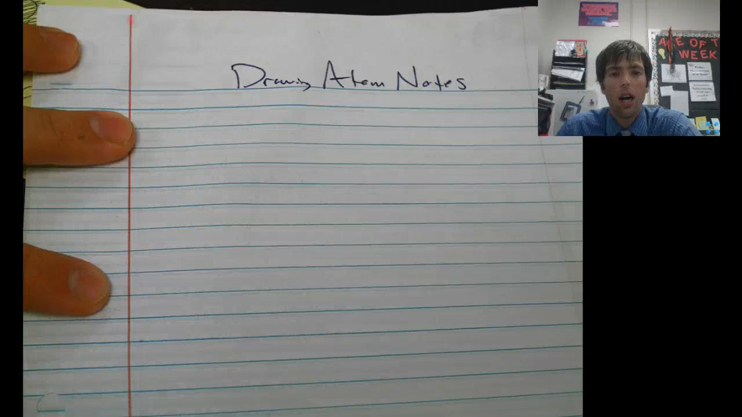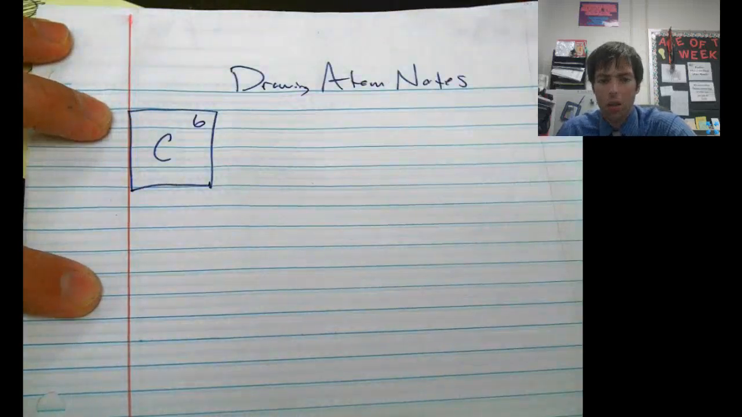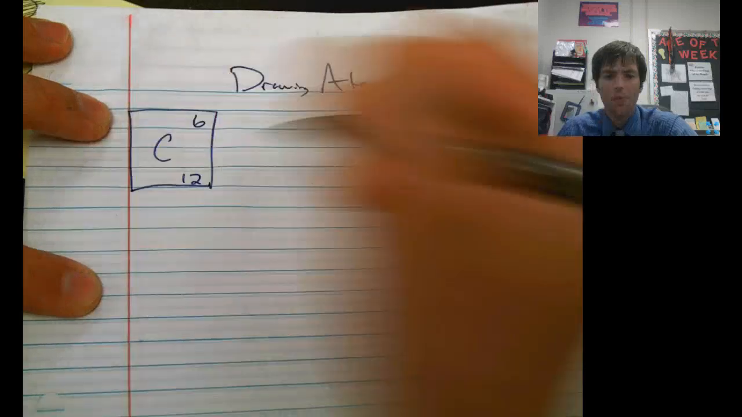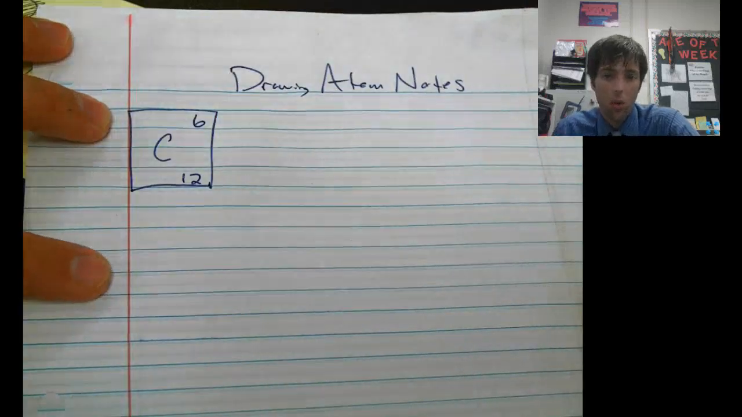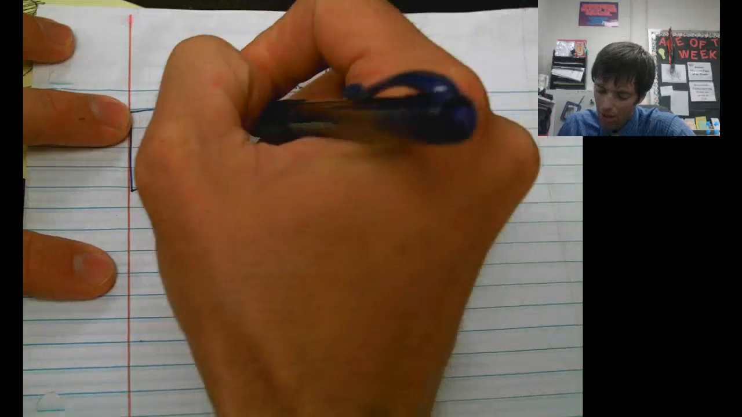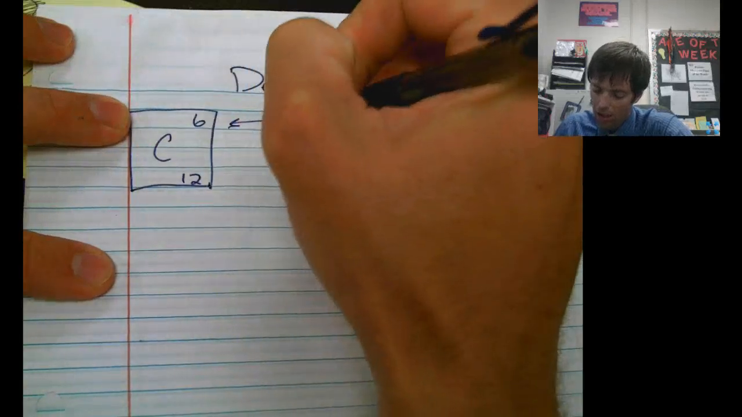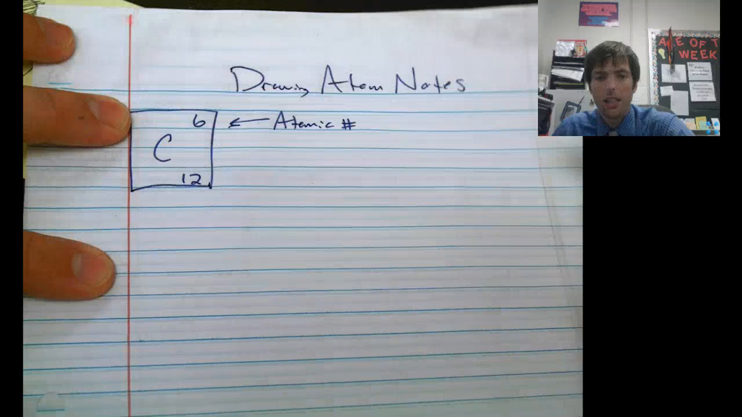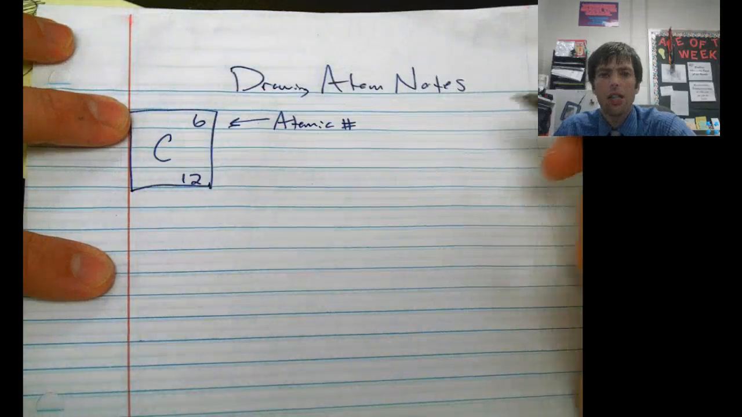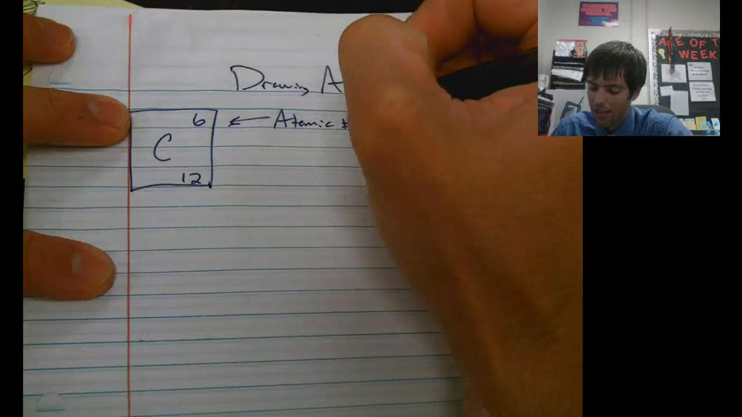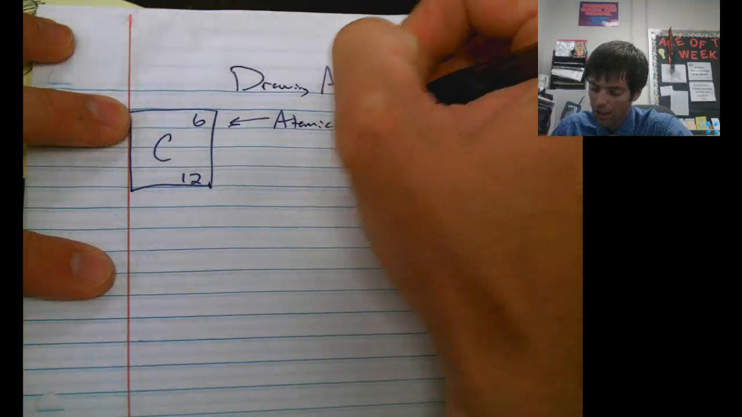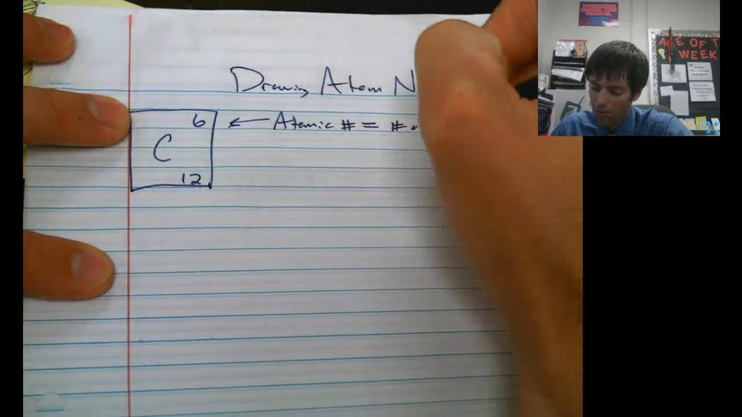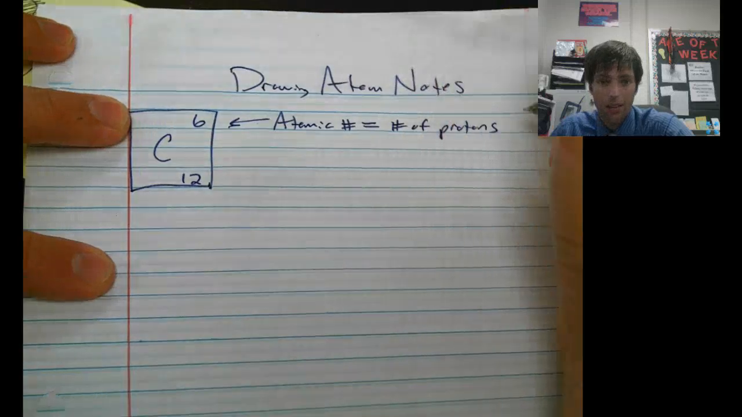If you were to look on the periodic table, you would see a box that looks something like this. It's got a C in the middle for carbon, it's got a 6 either in the top or the top right hand corner, and it's got a 12 in the bottom, or perhaps it says 12.011. This top number right here is called the atomic number. And the atomic number is the number that tells you the element's identity. And the atomic number is the number of protons that element has.